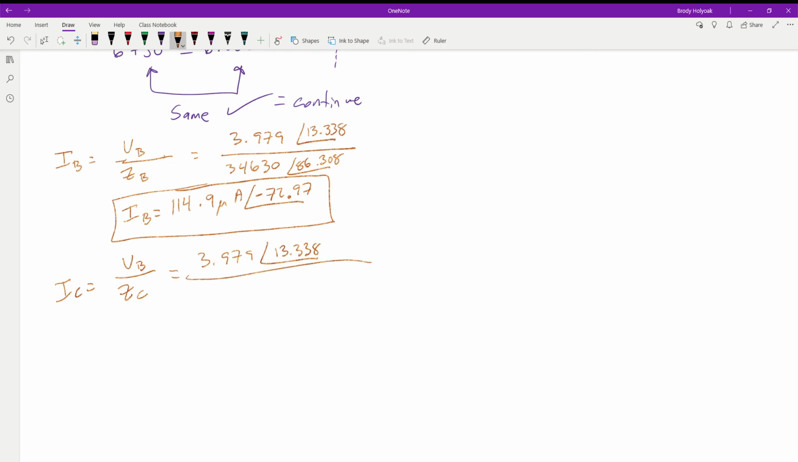And that's going to be divided by 40,862 at an angle of 88.181 degrees. IC, the current through branch C, comes up to be 97.377 microamps at an angle of negative 74.843 degrees.